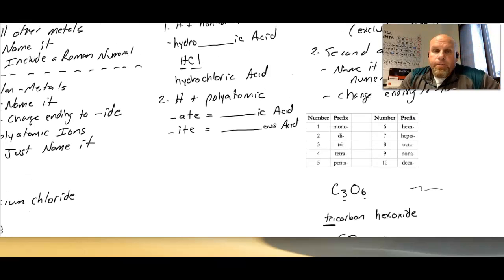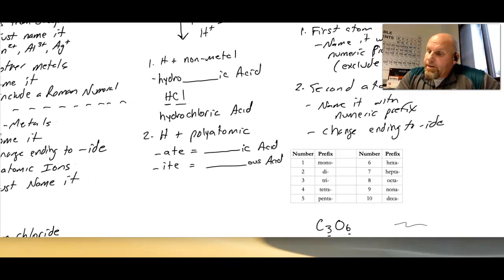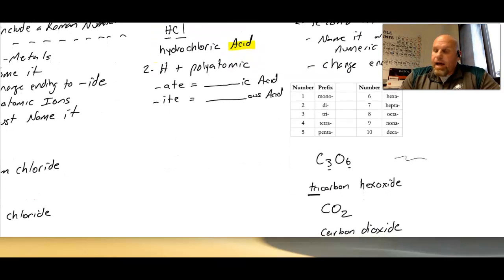The hydro that I add in the front here has nothing to do with the fact that this compound starts with a hydrogen. They all start with a hydrogen. The fact that they start with a hydrogen is why I write the word acid at the end. The hydro is telling me the anion here is a nonmetal. When it's not a nonmetal, when I put my hydrogen with a polyatomic ion, you'll see there's no hydro in the naming here. Here's an example to illustrate the difference.